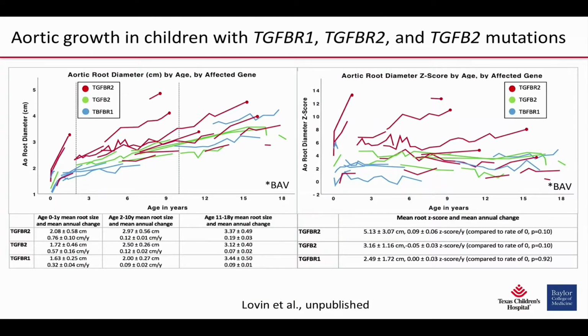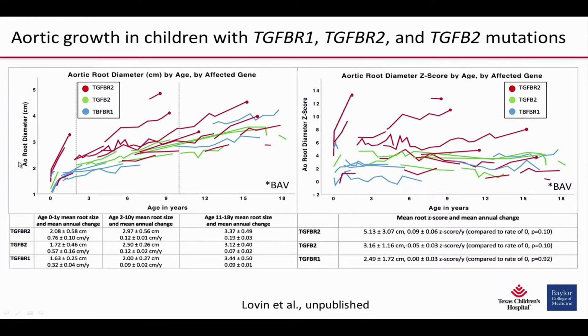We'll compare that to our patients with Loeys-Dietz syndrome. So this is a longitudinal study of our patients with Loeys-Dietz syndrome who are young. These are all children. And if you look at this, each of the colors is a different genotype. So the ones in red have TGFBR2 mutations. The ones in green, TGF-beta2. The ones in blue are TGFBR1.